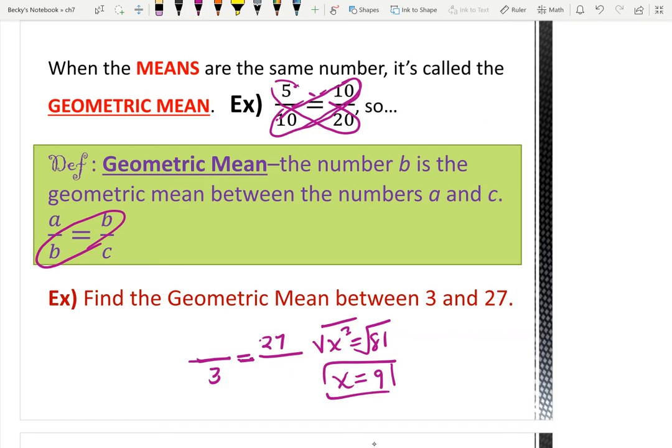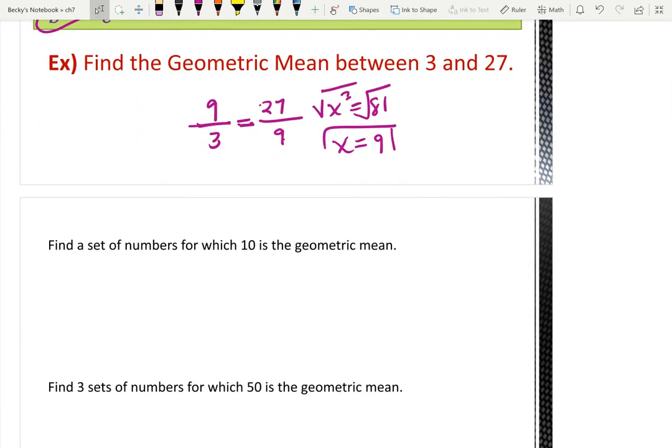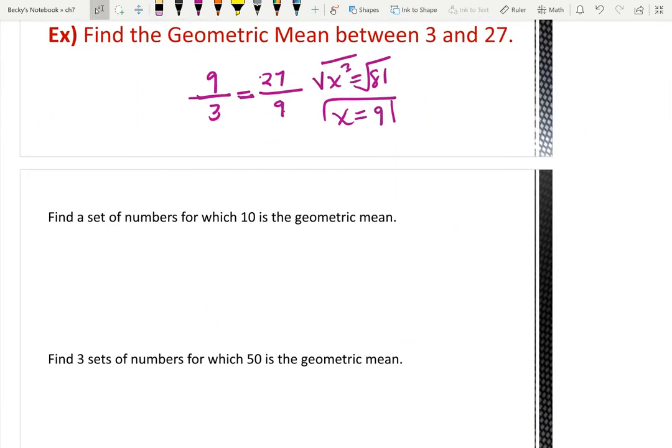And you could test this to make sure it works. If I were to get rid of the x's and replace them with 9s, do you get the same answer? So when you simplify these, 3 goes into 9 3 times, 9 goes into 27 3 times. They're the same fraction.